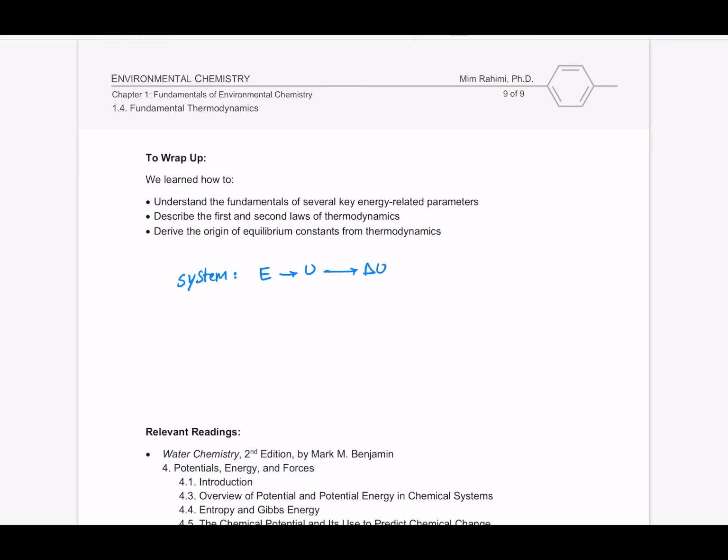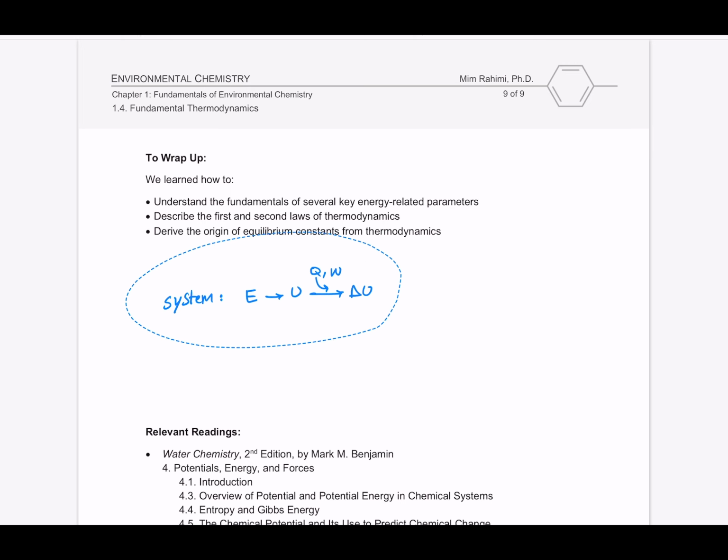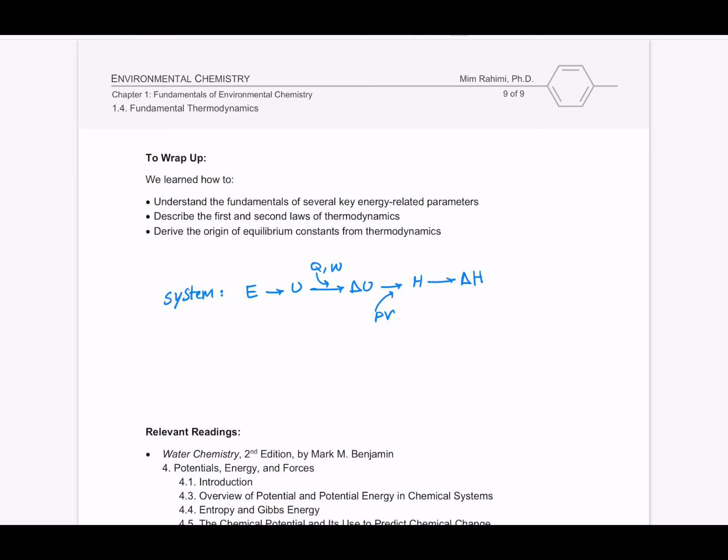And the way we were manipulating this was through applying heat or performing work. After delta U, we also connected this to delta H, or the H value. We defined enthalpy. Then we brought this PV term to the table. Then we defined delta H, the change in enthalpy. And here we talked about the heat exchange versus the change in enthalpy. And up to here was mostly talking about the first law.